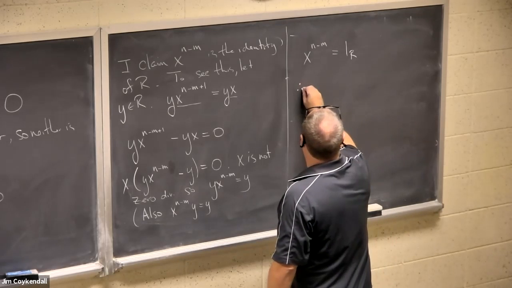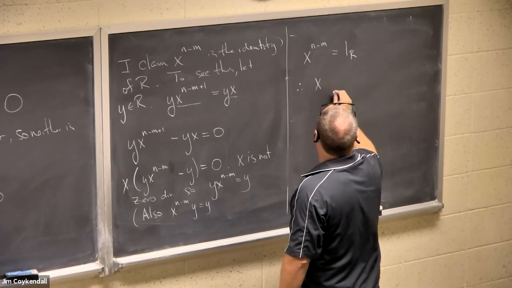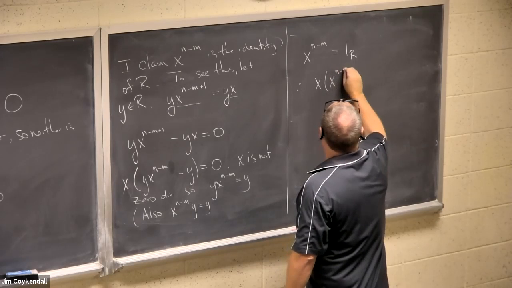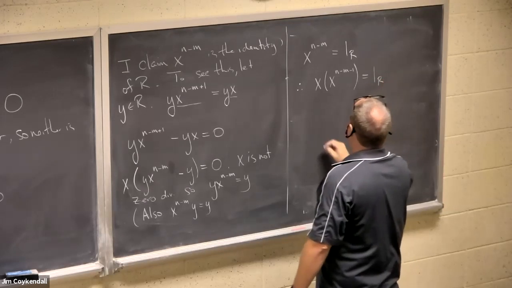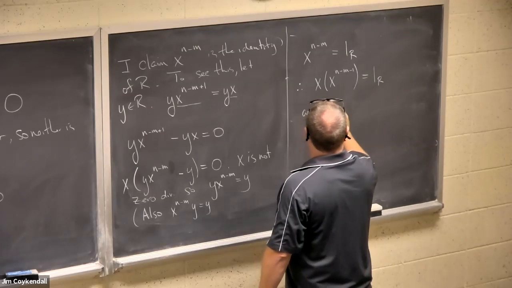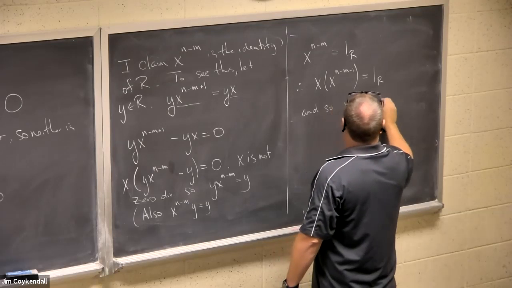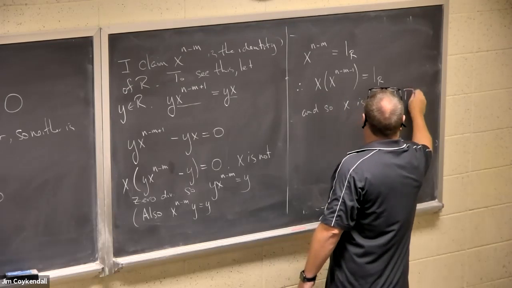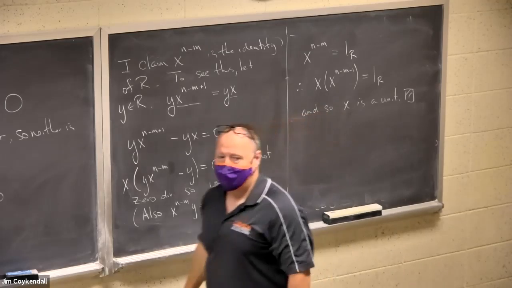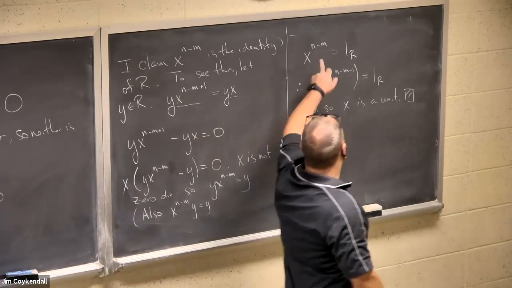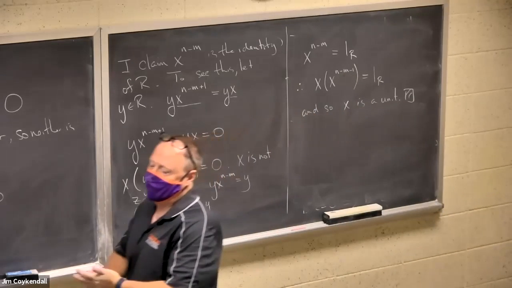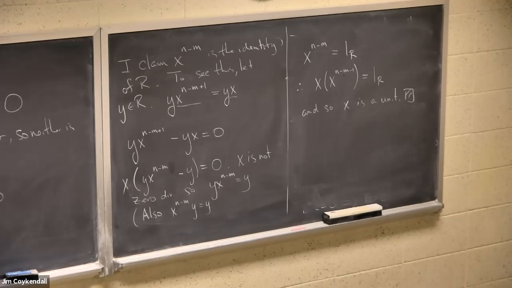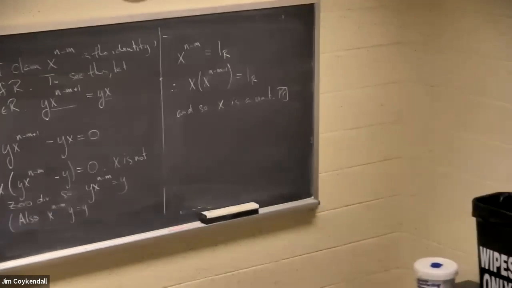Therefore, x times x to the n minus m minus 1 equals 1_R. And so n minus m is positive, so this is at least 0. That's a positive power of x. Well, a non-negative power of x. Okay, any questions on that? Any questions?